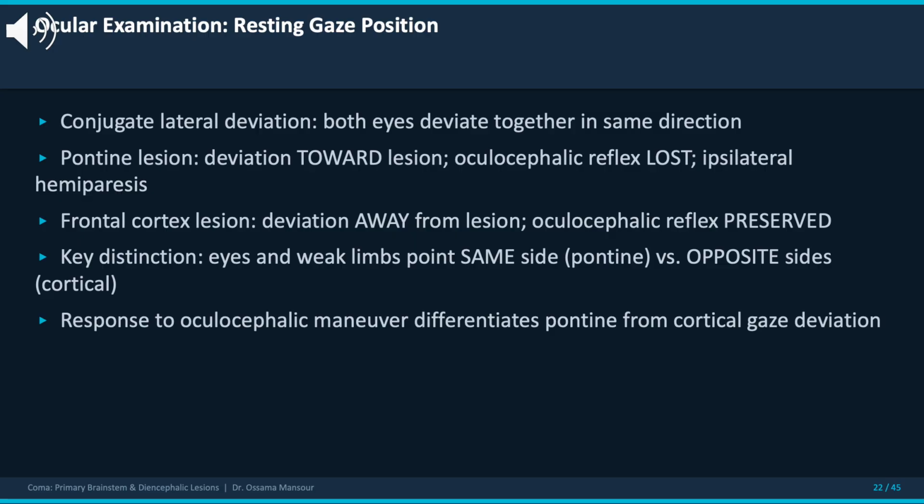In contrast, injury to the frontal eye fields in the cerebral cortex also produces conjugate gaze deviation, but the pattern is opposite. The frontal eye fields normally drive the eyes toward the contralateral side, so a lesion destroys this drive. However, because the brainstem gaze centers are intact with frontal lesions, the oculocephalic reflex is preserved, and the gaze deviation can be transiently overcome with the head turn maneuver. This deviation pattern relative to hemiparesis and response to oculocephalic maneuvers is absolutely critical for bedside localization.